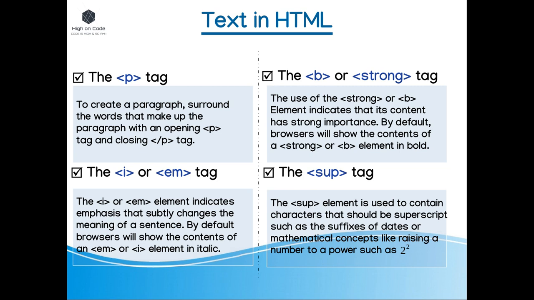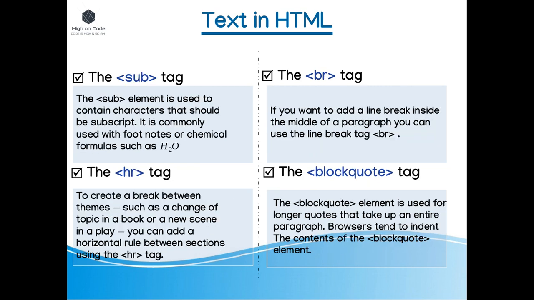The next tag is the sup tag. The sup tag is used to contain the characters that should be superscripted, such as the suffixes of dates and mathematical concepts, as we have shown here. The next tag is the sub tag. As the sup tag was used for the superscript, the sub tag is used for the subscript. It is commonly used with footnotes or chemical formulas.